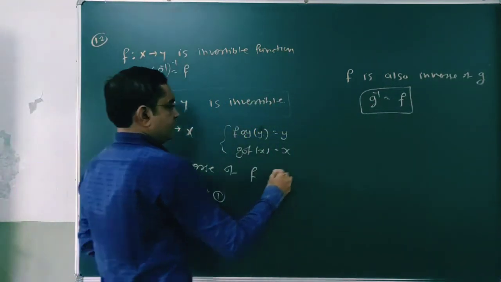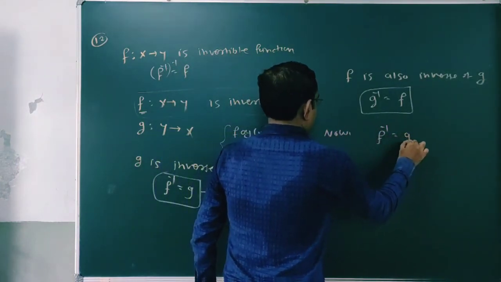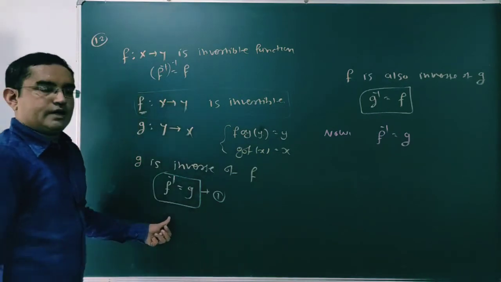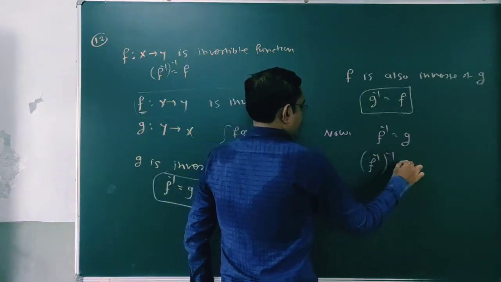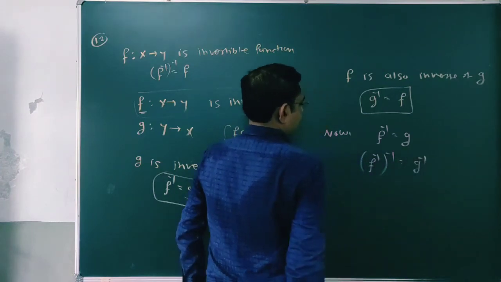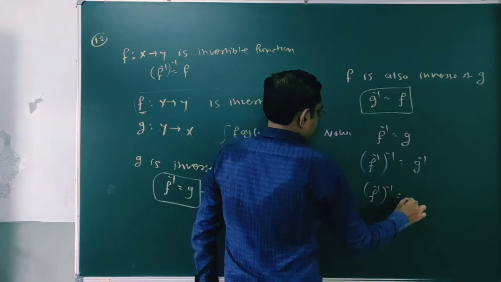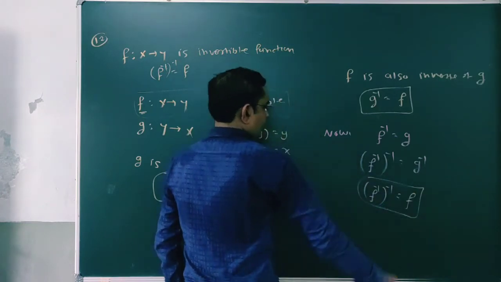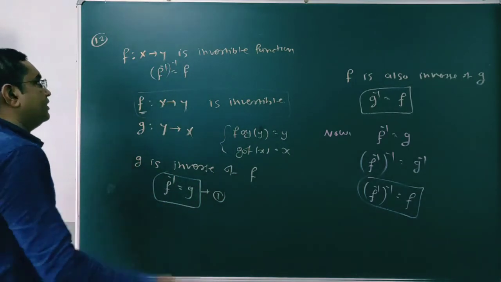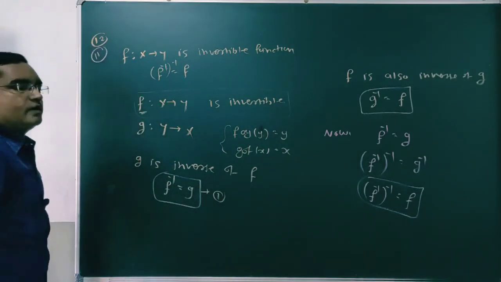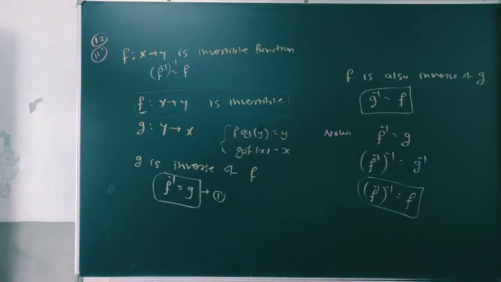f inverse equal to g. Result number 1. Now taking inverse on both sides. So f inverse of inverse equal to g inverse. What is g inverse? G inverse is nothing but the function f. So inverse of inverse is nothing but the function itself. Done. Already discussed in question number 11. So now you can pause this video and note it down.